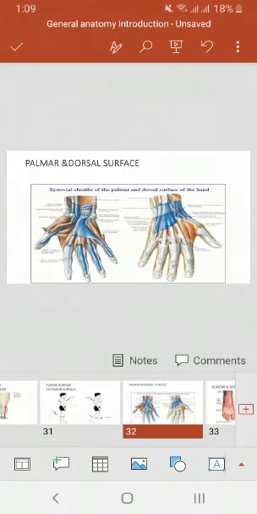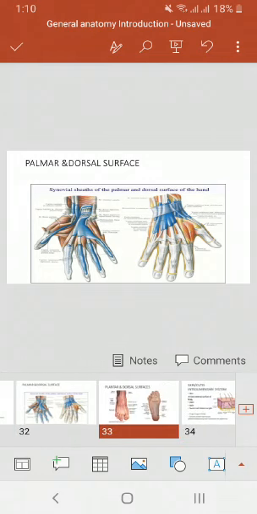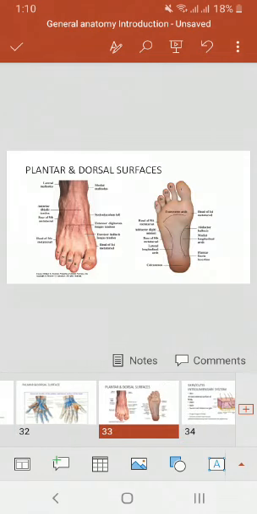This is the palmar surface and the dorsal surface. This is a more complex diagram, but you can see this is the palmar surface and this is the dorsal surface. Okay, next there is plantar surface and the dorsal surface. Plantar surface means the surface of the sole side of the foot, and the dorsal surface is the dorsum of the foot.